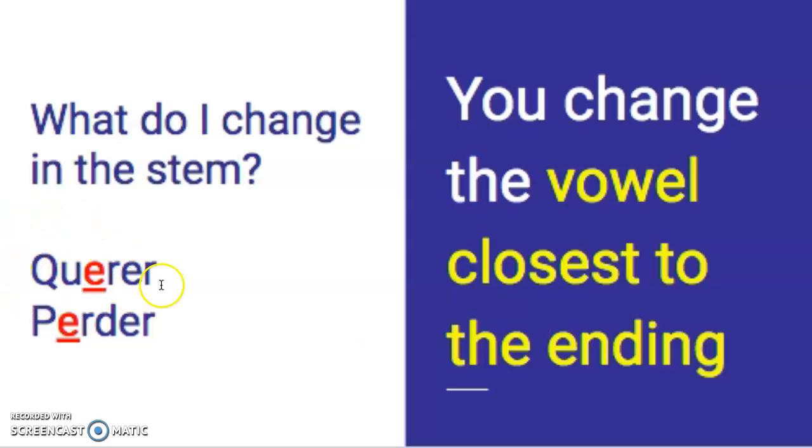So what do you change? Well, in the verb querer, which means to want, and the verb perder, which means to lose, I'm going to do the vowel that's closest to the ending. Okay, so if I get rid of that ER ending, the only vowel that's the one that's closest to the ending is going to be that E. Same with this one, the closest to the ending is the E.